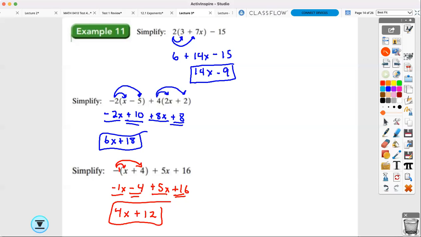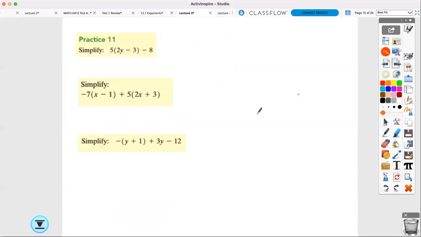All right, here is your first set of practice problems on practice 11. I'm going to give you guys about 5 minutes here. Good luck.